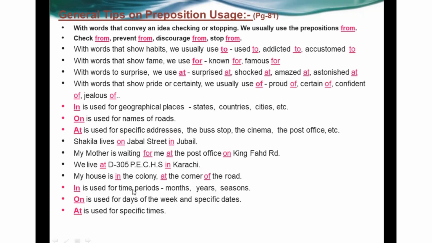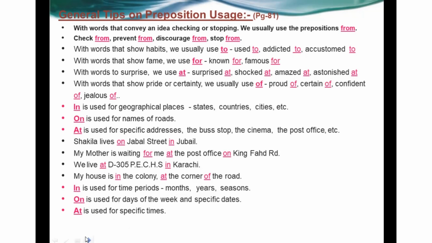In is used for time periods, months, years, seasons. On is used for days of the week and specific dates, and at is used for specific times. Okay, for example students, the example for in is: she plays in the evening, she writes in the evening. Like that, in is used for time periods, months, years. Okay, just like that.